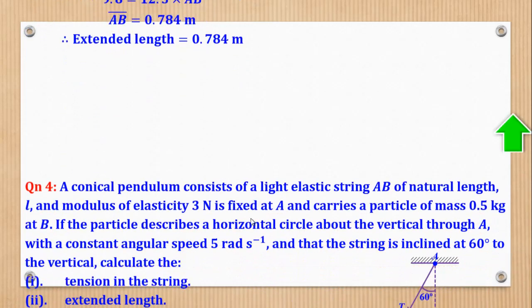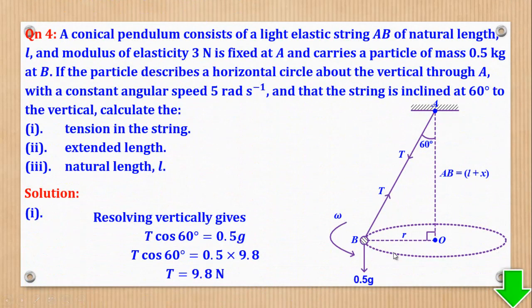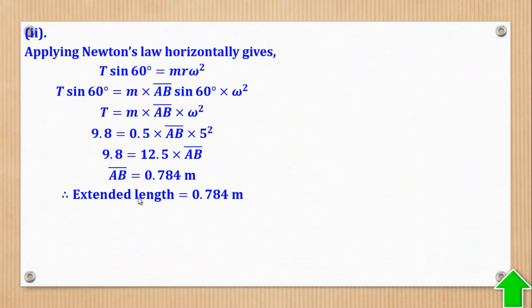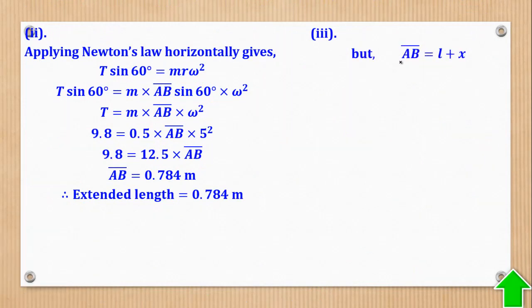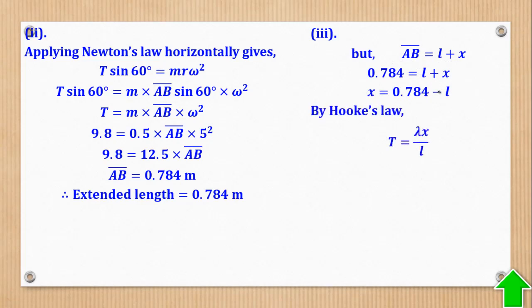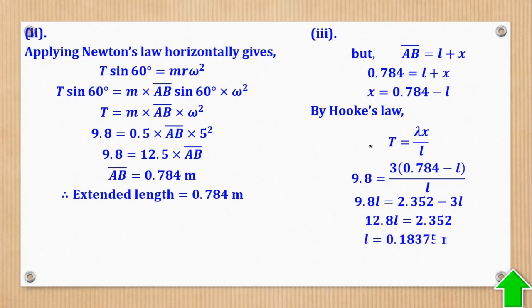Then for Roman 3, they want the natural length. So we know that AB is equal to L plus x, and extension is this. Therefore, by Hooke's law, T is equal to that, so come and substitute for x to remain with L as the only unknown. Cross multiply, collect like terms, and make L the subject. And that's what they wanted.